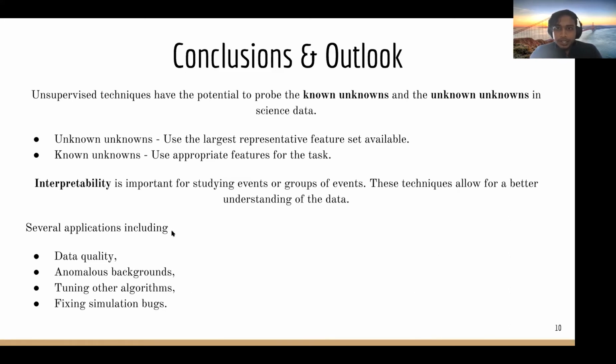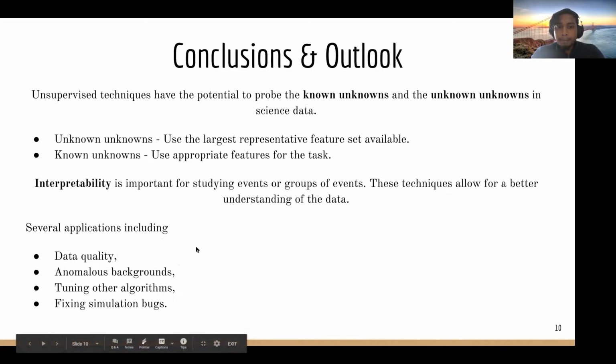Also demonstrated are early successes of what we've done with these techniques. These include data quality, the efficiencies of your data pipeline algorithms, like the pulse finder, for example, anomalous backgrounds, and it can help in, like I said, tuning other algorithms and fixing the possible bugs in them.